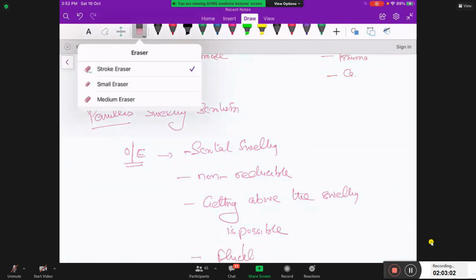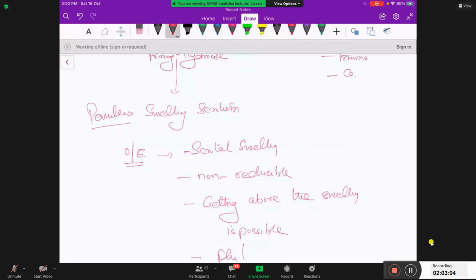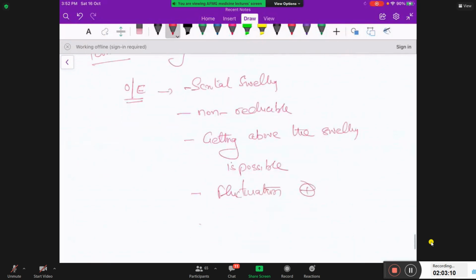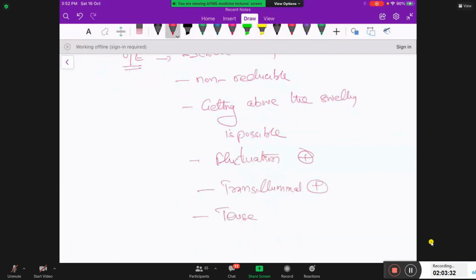Then fluctuation is present and transillumination is also present, and you will find a tense swelling, very tense. It is as if the fluid is trapped tensely inside, tightly, right? And you don't need any confirmation here. Diagnosis is clinical. If there is any doubt, one can do ultrasound, but usually ultrasound is not required.